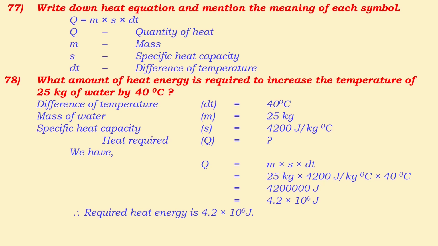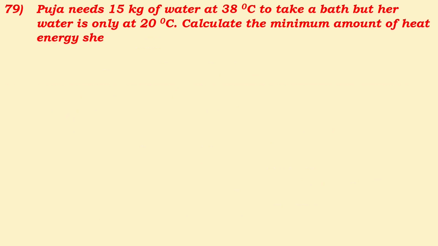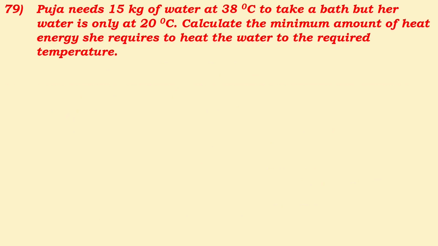Therefore the required heat energy is 4.2 into 10 to the power 6 joule. Okay, next question. Pooja needs 15 kg of water at 38 degrees Celsius to take a bath, but her water is only at 20 degrees Celsius. Calculate the minimum amount of heat energy she requires to heat the water to the required temperature.